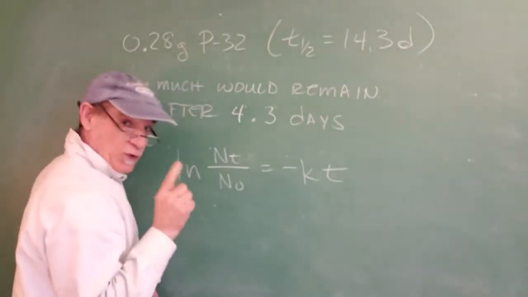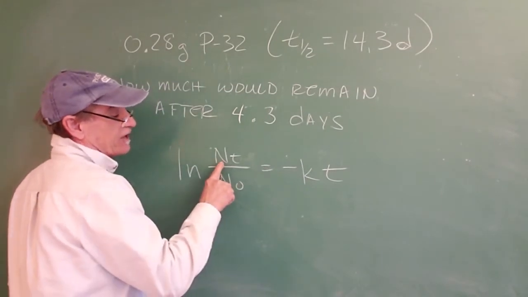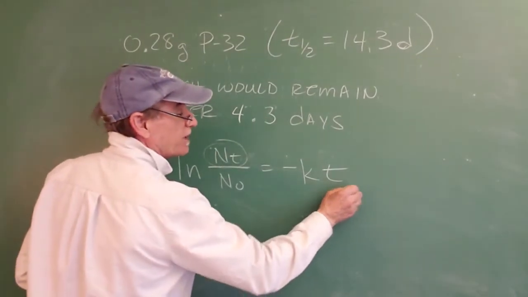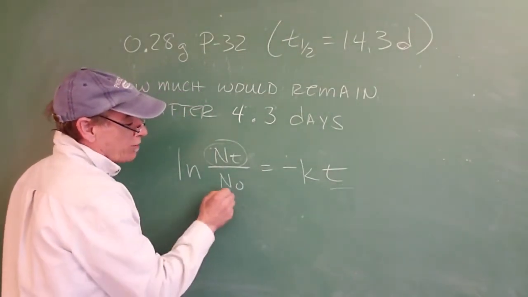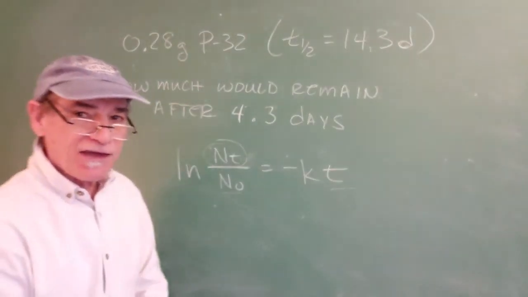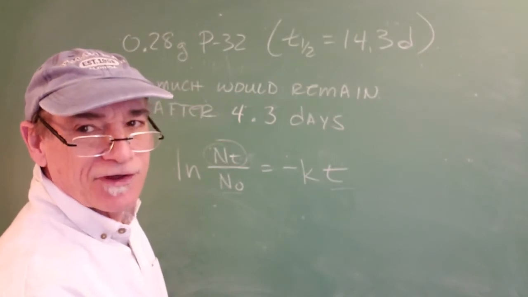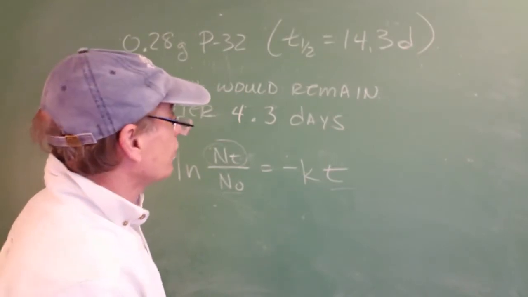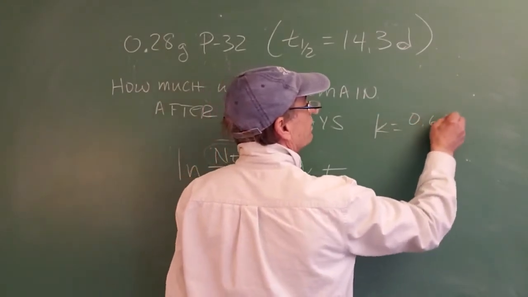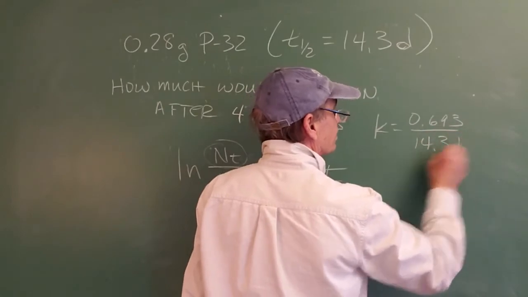And we want to know how much of the phosphorus 32 would be left after 4.3 days has passed. We know how much we started with. What we don't know is k. But again, if I gave you the half-life of the isotope, then for all practical purposes, I've given you the value of the rate constant. Because remember that k is going to be equal to 0.693 divided by the 14.3 days.